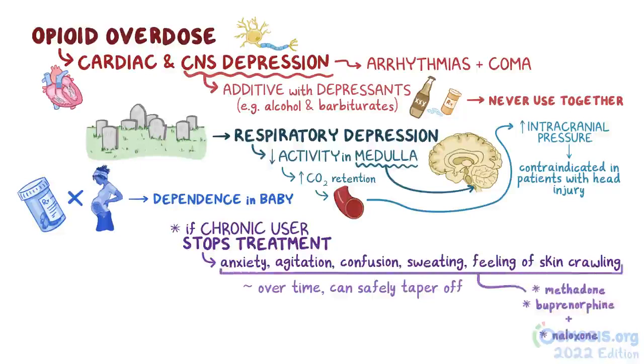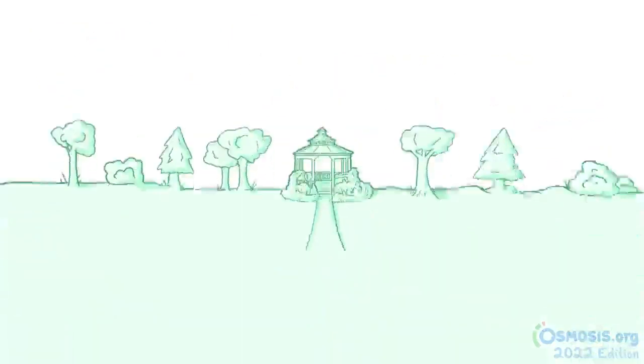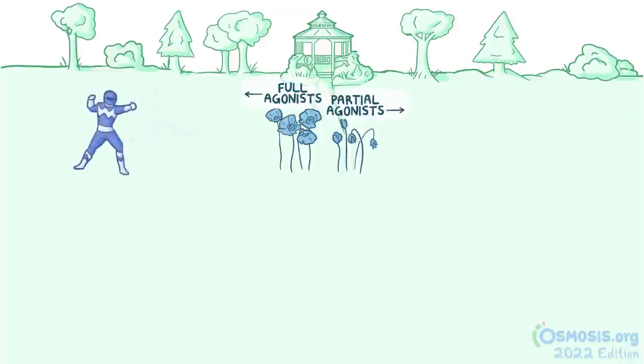Now, we want to make a simple and fun mnemonic that'll help you efficiently memorize and retain all these pharmacology facts. Let's start with a small garden full of poppy plants. The left side is full of fully grown poppies representing full agonists, while the right half contains half-grown plants representing partial agonists.